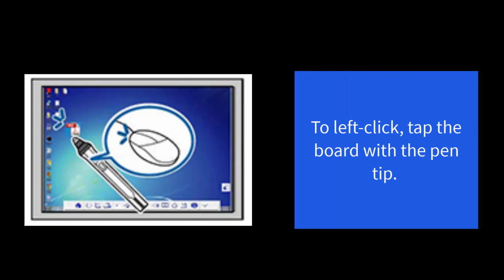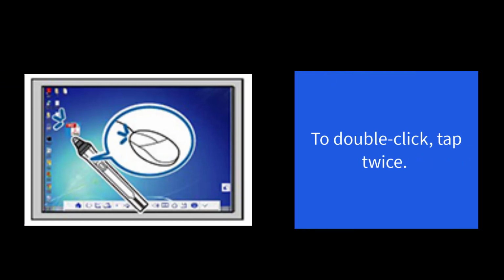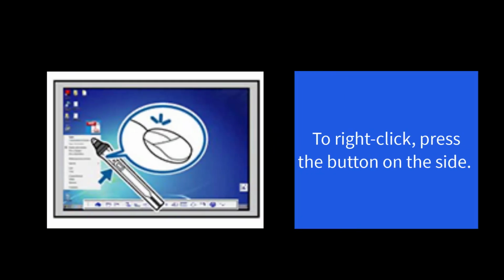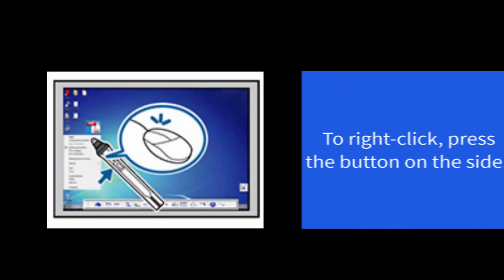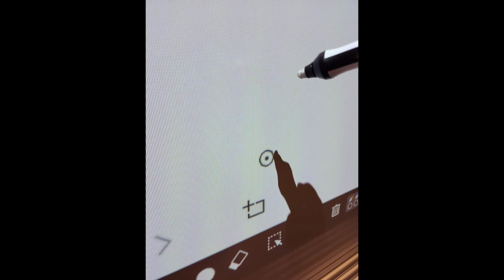To use the pen as a mouse in PC interactive mode, do the following. To left-click, tap the board with the pen tip. To double-click, tap twice. To right-click, press the button on the side. To click and drag, tap and drag with the pen. To move the cursor, hover over the board without touching it.